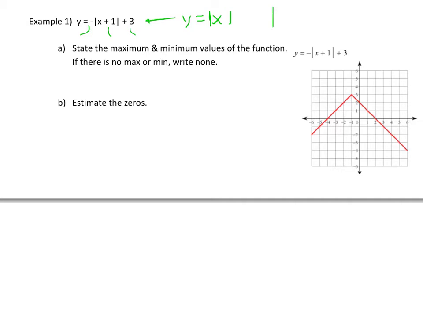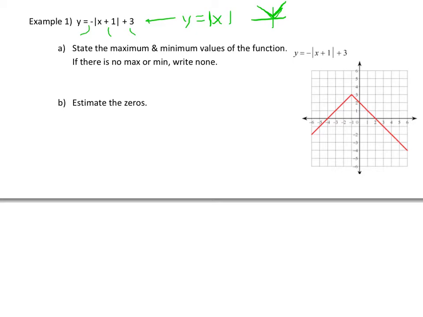Now if you remember, the original function looked like that, where you had the V, bottom part of the V on the origin, and it took off in straight lines upward in either direction. This one obviously is much different. It opens downward for one, and the V part is not at the origin anymore. So let's take a look and see what we can observe.